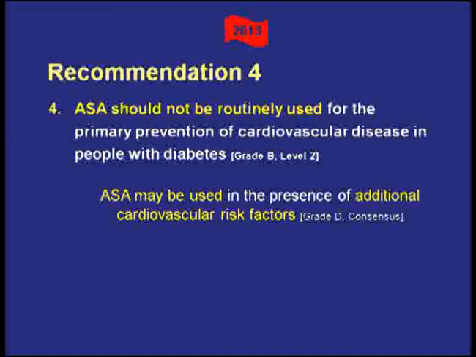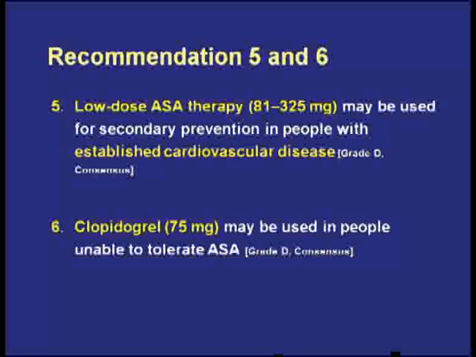ASA should not be routinely used for primary prevention of cardiovascular disease in people with diabetes. ASA may be used in the presence of additional cardiovascular risk factors in hypertension and diabetes. Low dose ASA therapy may be used for secondary prevention in people with established cardiovascular disease. Clopidogrel may be used if the patient is unable to tolerate ASA.